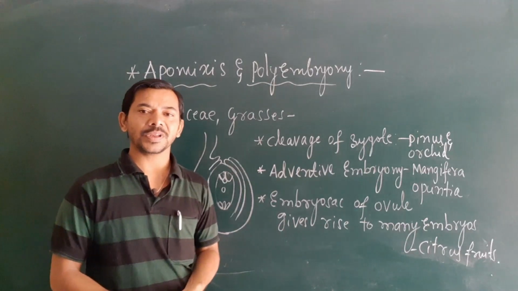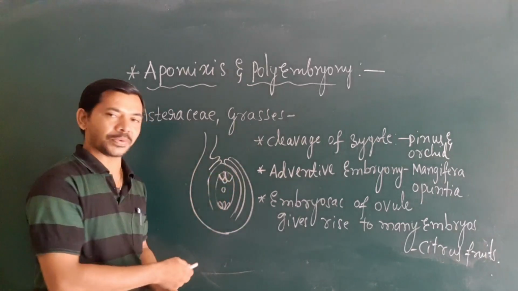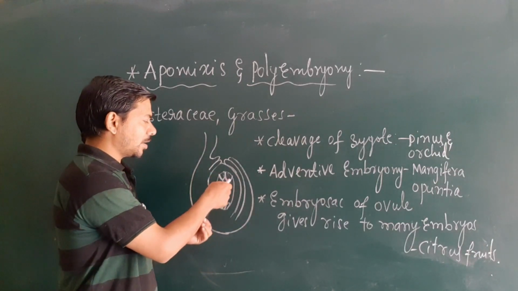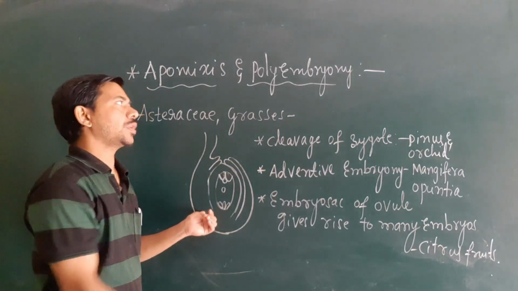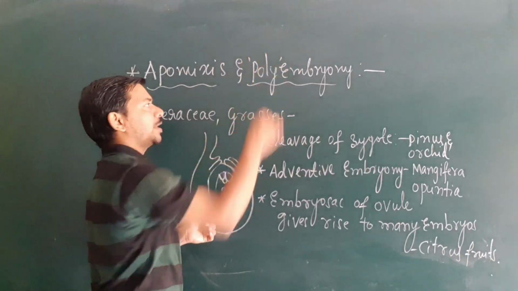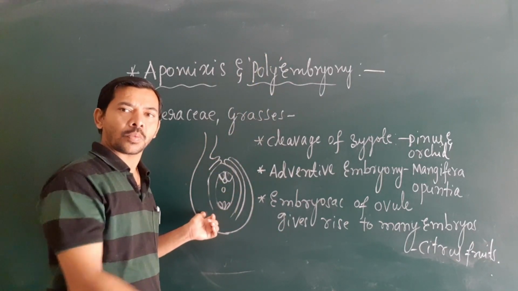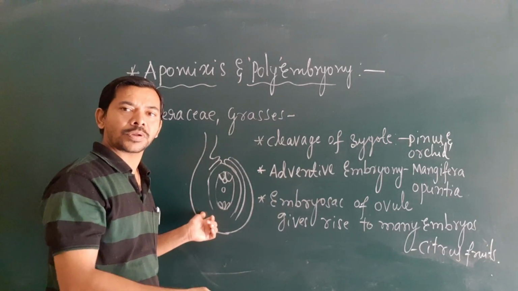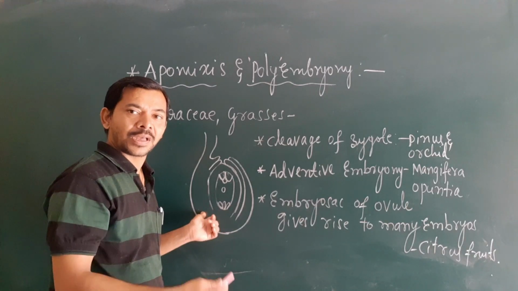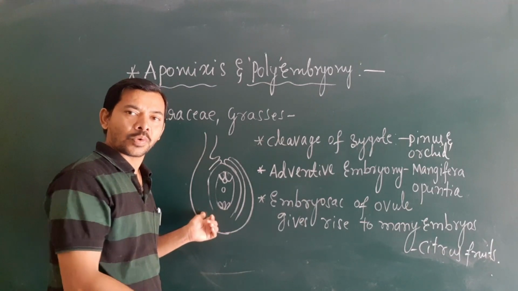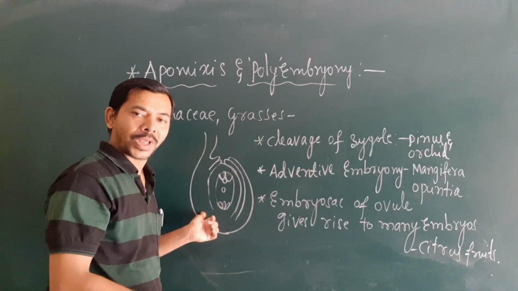In some cases you can see the structure of the ovule, because I have written this diagram to explain the polyembryonic condition. Poly means many, and embryony means embryos. The occurrence of more than one embryo in a seed is called the polyembryonic condition.